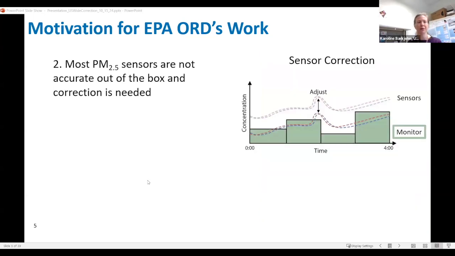Most PM 2.5 sensors are not accurate out of the box, and so correction is typically needed. Here's just my very basic diagram. You see the dashed lines, we have sensors, and then we can adjust them so that the measurements look more like the monitor measurements. Your sensor may show the same trend, but it may read 2 times higher. We can adjust for that so that the measurement is in a meaningful unit.